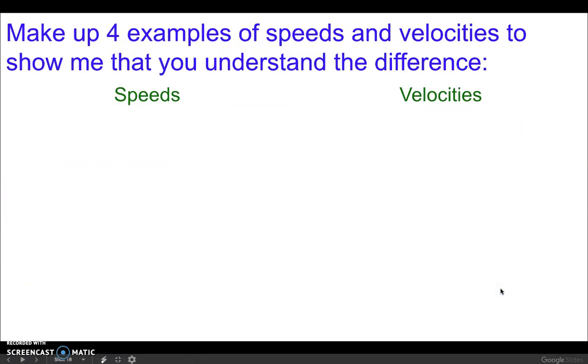Okay, so take some time, come up with some examples of your own of speeds and velocities, and write them out here. That'll take some time, so pause the video. I think that'll be really beneficial for you to come up with some examples on your own of speeds and velocities.